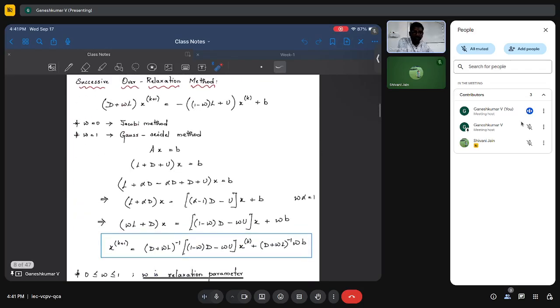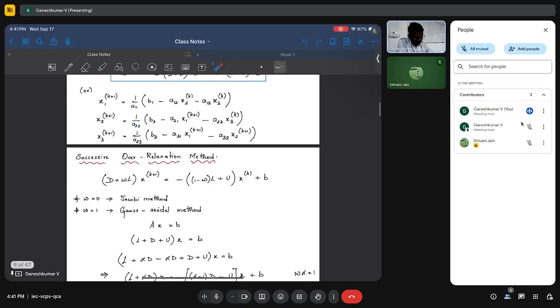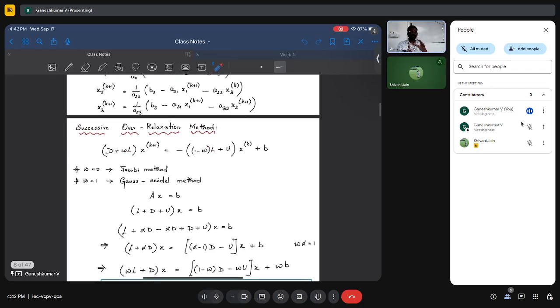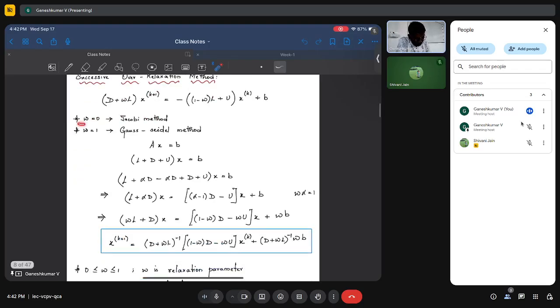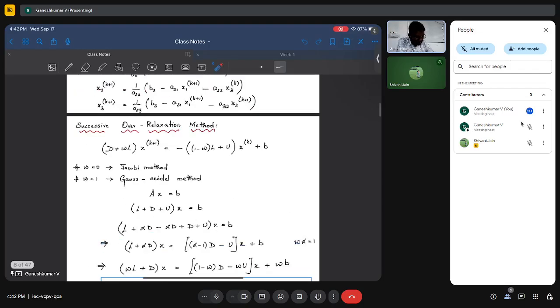And the other one is the successive over relaxation method. Here, when we are using this new value, instead of directly taking the new value, I will weight some of the new value and some of the old value. So that's the successive over relaxation method. It's in between Gauss-Jacobi and Gauss-Seidel. If you put W to be 0, it's Gauss-Jacobi, and W to be 1, it becomes Gauss-Seidel. So basically your iteration matrix remains the same.